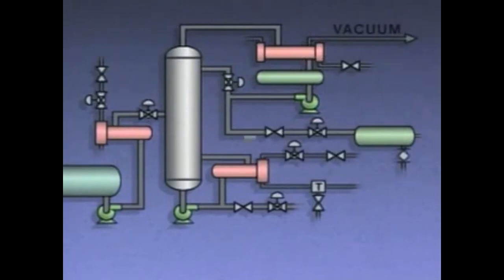Column temperatures are adjusted by regulating either the reflux rate, the boil-up rate, or both. The reflux rate is the rate at which reflux is pumped to the column. It's adjusted using a control valve in the reflux line. The boil-up rate is controlled by adjusting the steam flow to the reboiler.